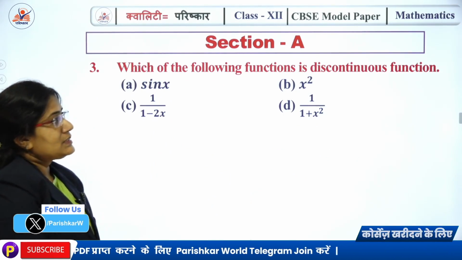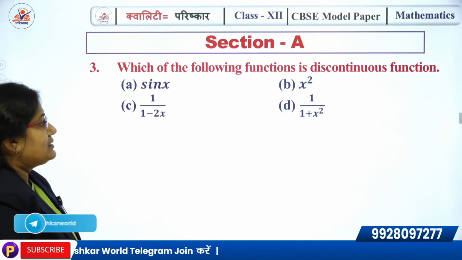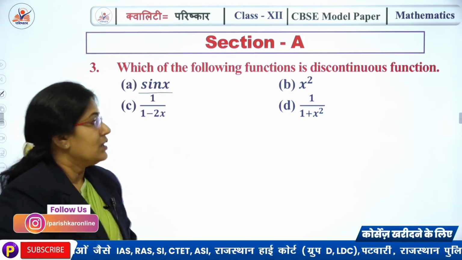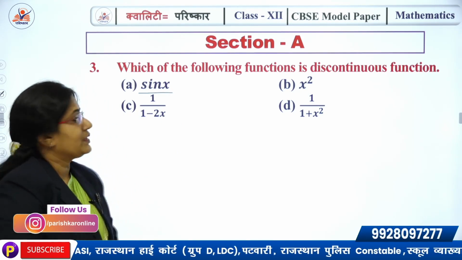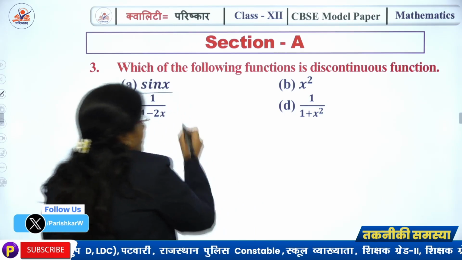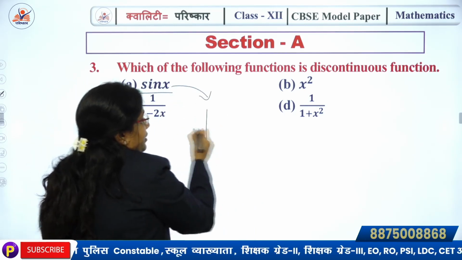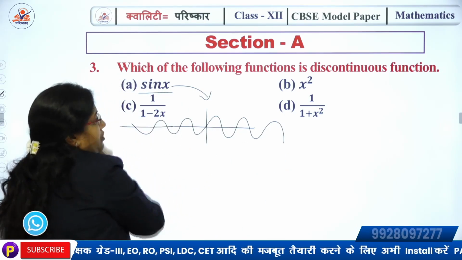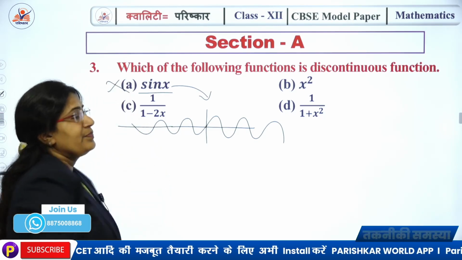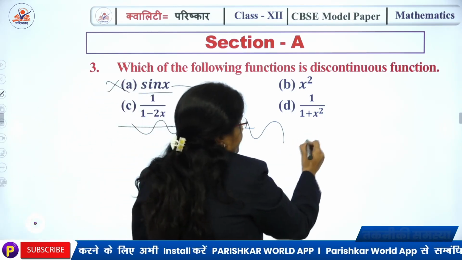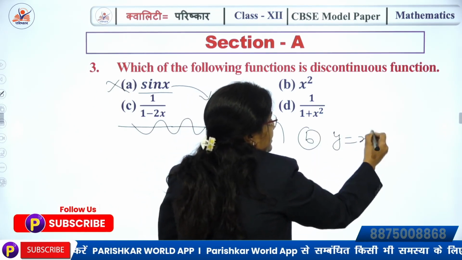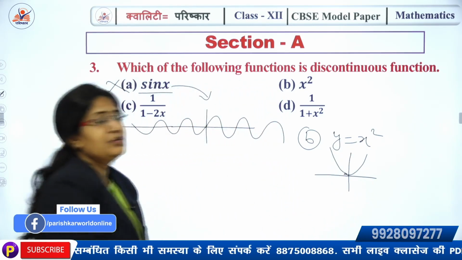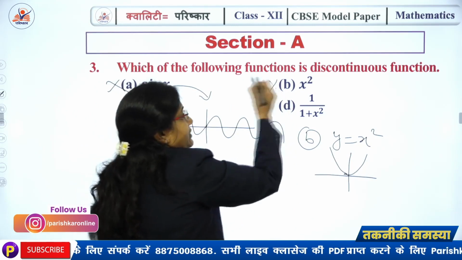Which of the following functions is a discontinuous function? Students, as you can see, the first function is sin x. Sin x is a continuous function, with values between -1 and 1. That means it is not discontinuous. So option A is wrong. Students, the next option B is y equal to x square. It is a parabola. This is also a continuous function. So option B is not correct.